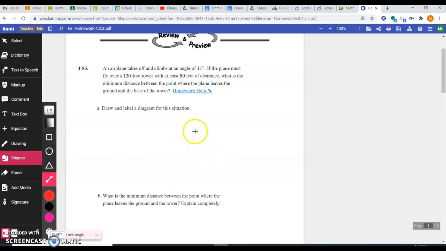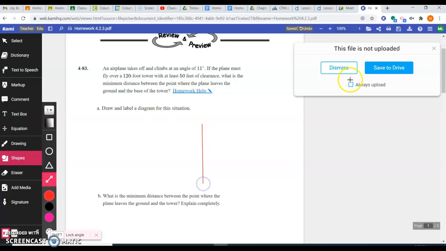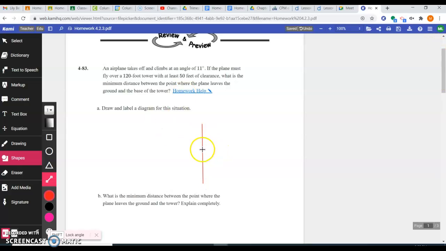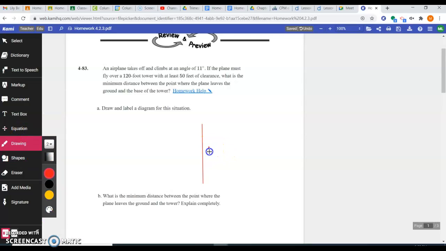The diagram might be a little bit off, but I know that there is a 120-foot tower. We need a 50-foot clearance even over that. And so I saw this in one of the drawings that you have your tower. Maybe your tower ends there, but we need that 50 feet of clearance, and so really that is 170 feet needed. Right? So we got to get to a height of 170 feet.